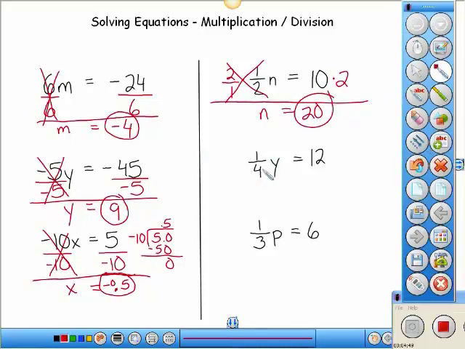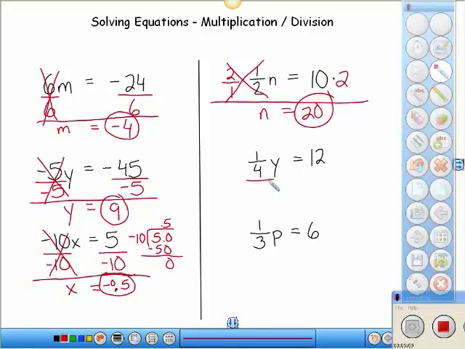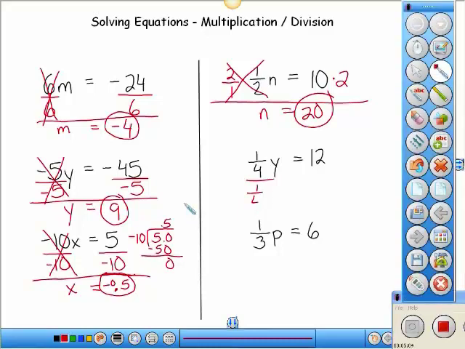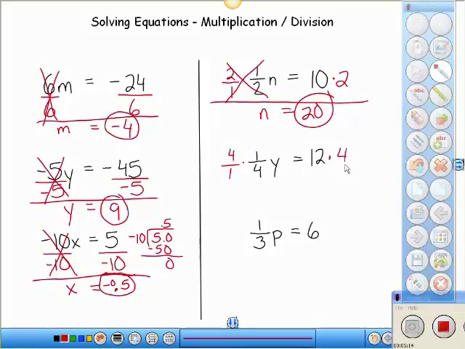So let's look at the same thing here. I need to get rid of this times 1/4. The opposite of times 1/4 is divide by 1/4. But I'm not going to put divide by 1/4, because remember, that just looks weird. Instead of dividing, we're going to multiply by the reciprocal. Multiply by 4/1, and then I have to do the same thing over on this side. I'm just going to write the 4/1 as 4. This will cancel out, which leaves me with y equals 12 times 4, which is 48.